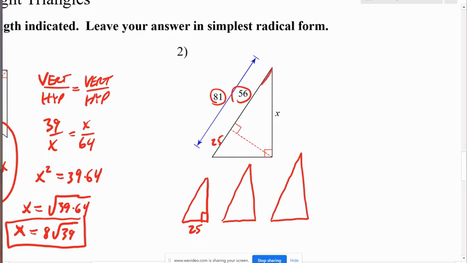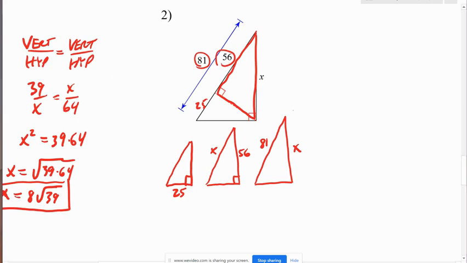We don't know anything else about that one. In the medium triangle, that's this one, we know the hypotenuse is labeled as X and the long leg is labeled as 56. And then in the biggest triangle, the long leg is labeled as X and the hypotenuse is labeled as 81. So now, since we have 2 pieces in these 2 triangles that correspond to one another, in both of them we have the hypotenuse marked, and in both of them we have the long leg marked, I can do something like this.